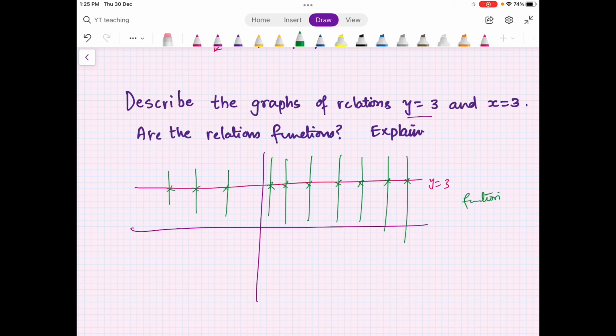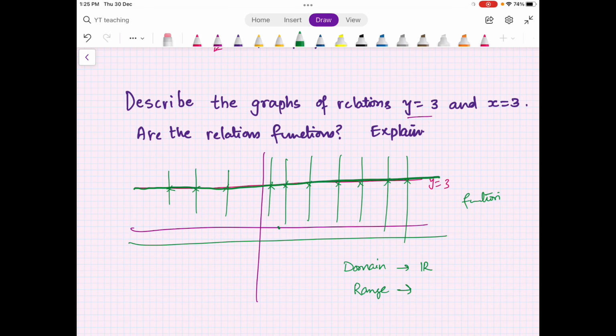And what is the domain? Domain is the whole real line. So we write it like this. And what is the range? Can you tell me what is the range? So see, you are getting just 3 as your output. Corresponding to each value of x, your output is 3. So the range is only one element, that is 3.